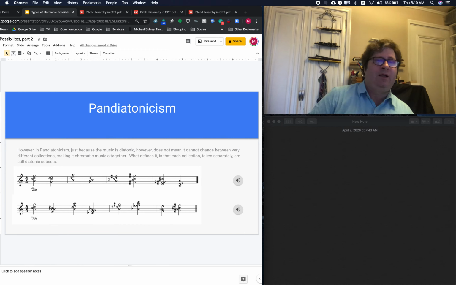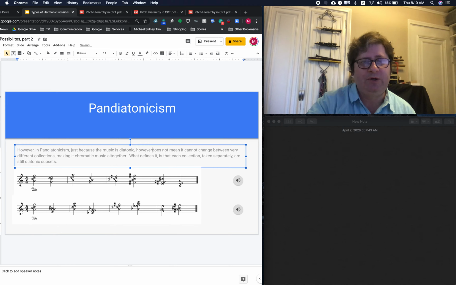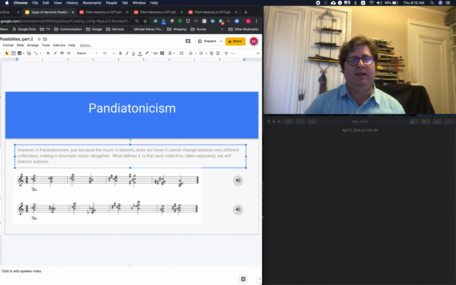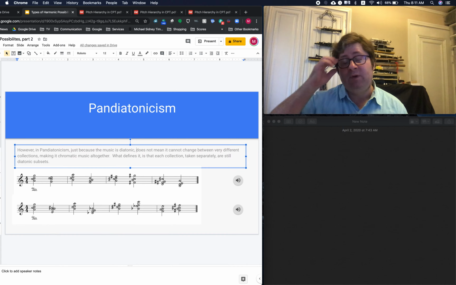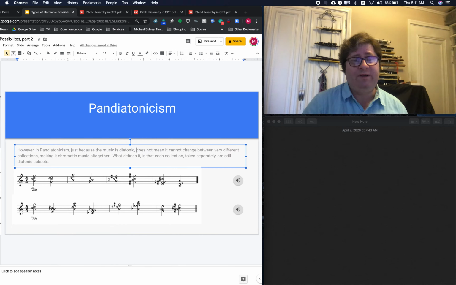There we go. However, in pandiatonicism, just because the music is diatonic, I use two howevers, does not mean it cannot change between very different collections, making it chromatic music altogether. So what do I mean? Well, we could have diatonic modes shifting to different areas, different diatonic modes, right? What defines it is that each collection, taken separately, is still a diatonic subset.